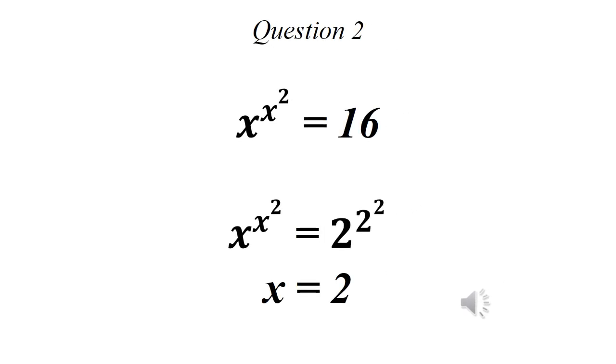Question number 2, we have x raised to power x raised to power 2 equals 16. So what we do here is to break down 16 as well. So we have x raised to power 2 equals 2 raised to power 2 raised to power 2. 2 raised to power 2 raised to power 2 will give us 16. Then since they have the same power 2, we can just equate the base, x equals 2.